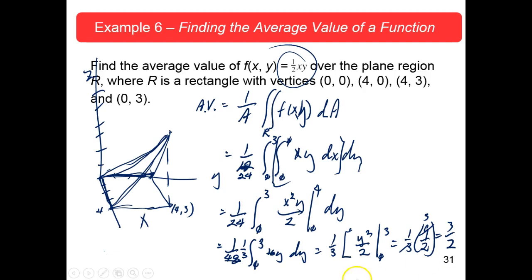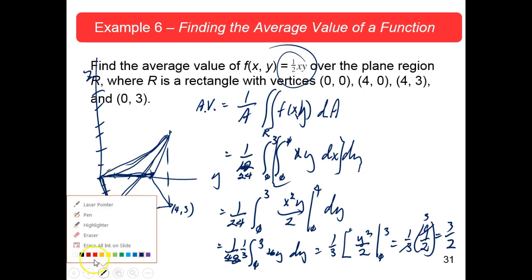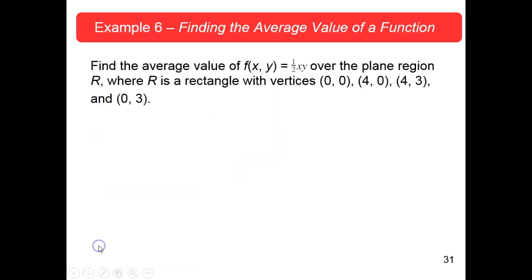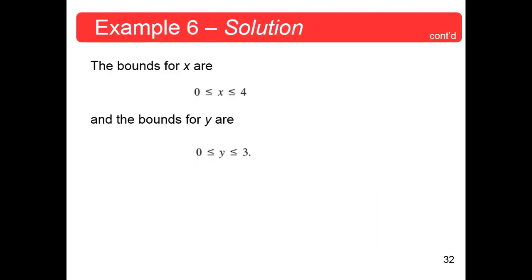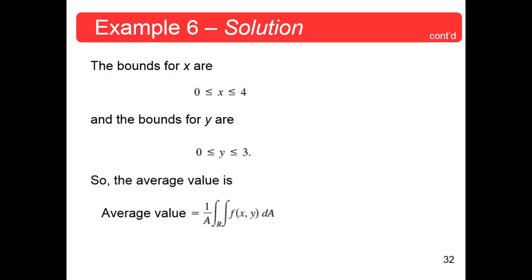So, but before we do that, I'm sorry, I forgot. Let me erase this so we can see how they did their problem, this example 6. The area of the rectangular region is 4 times 3, which is 12, exactly what we did. Okay, so there's the area that takes care of that. The bounds for x are x going from 0 to 4, for y are 0 to 3. We solved that. Those are going to be the limits on your integral, ultimately.